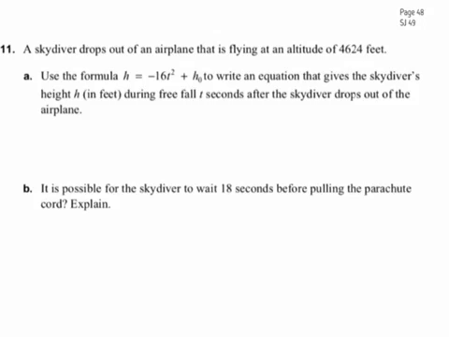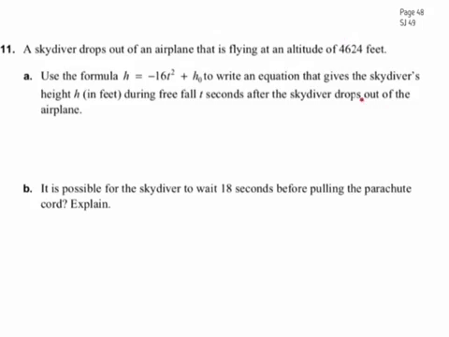Use the formula h of t equals -16t squared plus h sub 0. This means your initial height, the beginning. You might want to write that down. H sub 0 means the initial or the beginning. It says a skydiver drops out of an airplane that is flying at an altitude of 4,624 feet. So this skydiver, he or she, is going to jump out of the airplane at this height. So that's the beginning of where they're at.